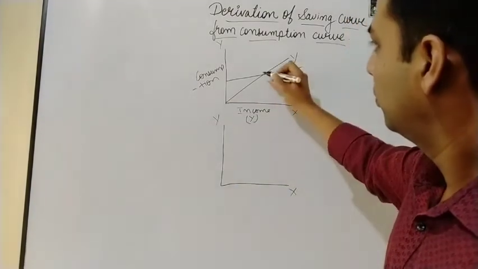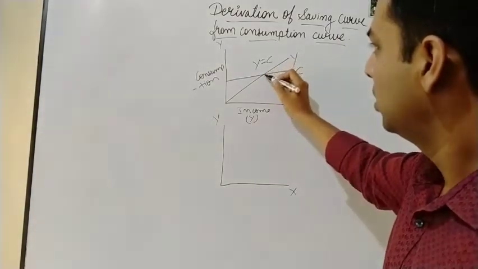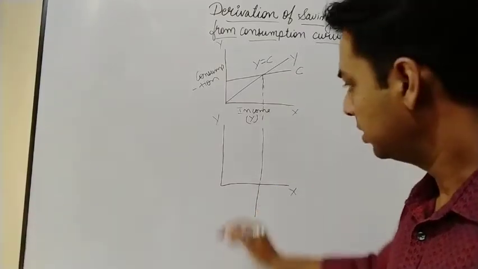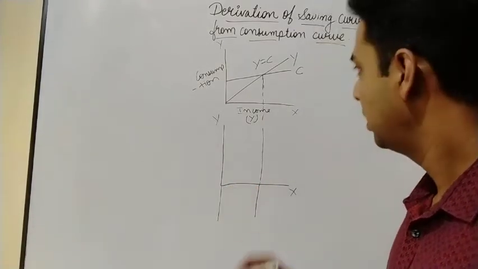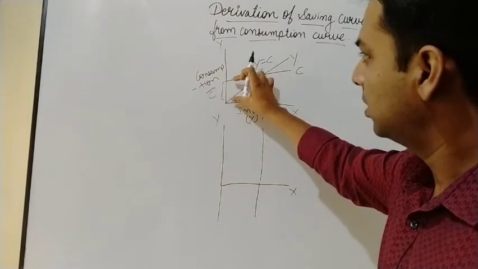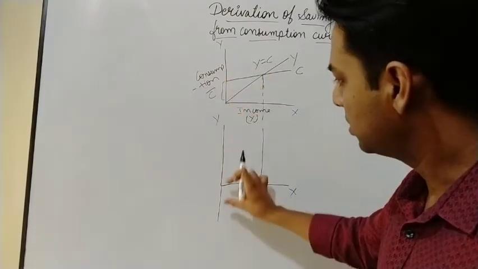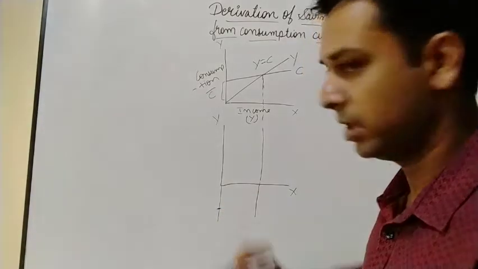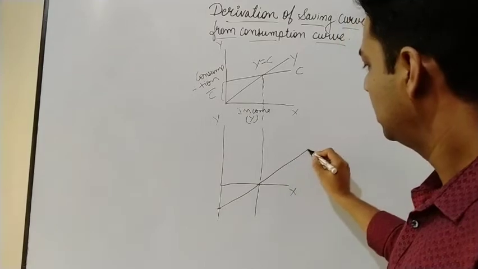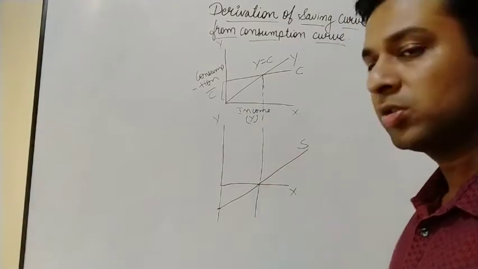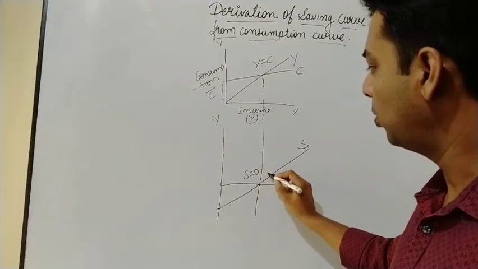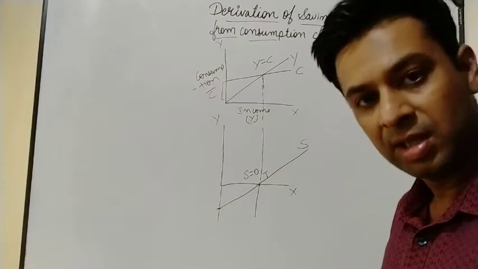Now from this point where Y is equal to C, we are going to draw a perpendicular line which cuts it here. Then we extend this line. Now we know this autonomous consumption is there, so up to this level, you can measure it and mark it till here. From here your saving curve is going to go, and here it will cut from this point. This is your saving curve. At this point your saving is equal to 0, at point T. Let us give this point a name, that is T.